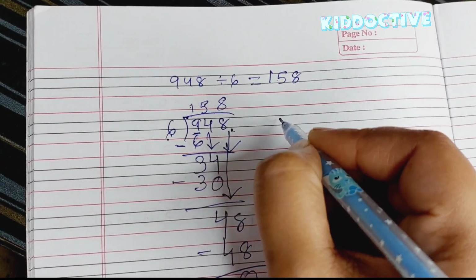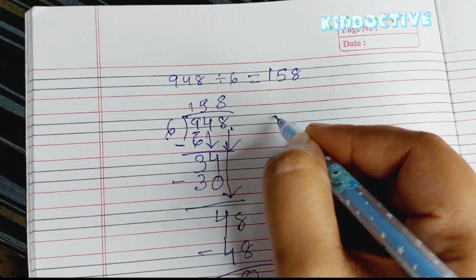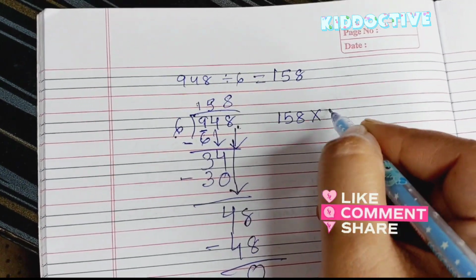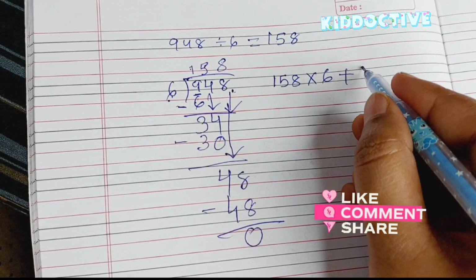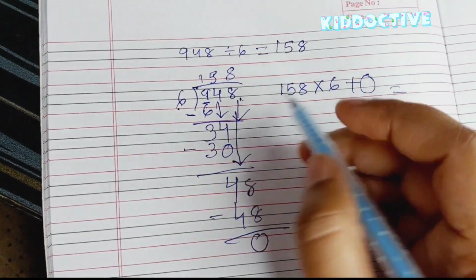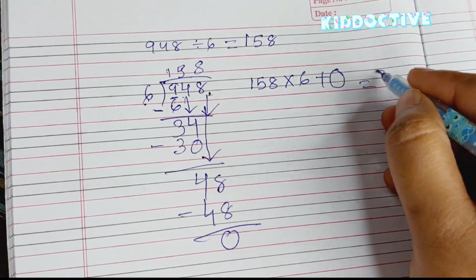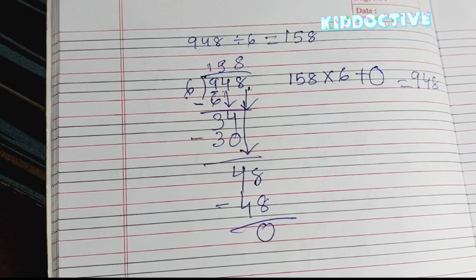Is it correct or not? How will we know? 158 multiplied by 6 plus the remainder, so we will get the dividend 948. Yes or no? Yes. So our answer is correct.